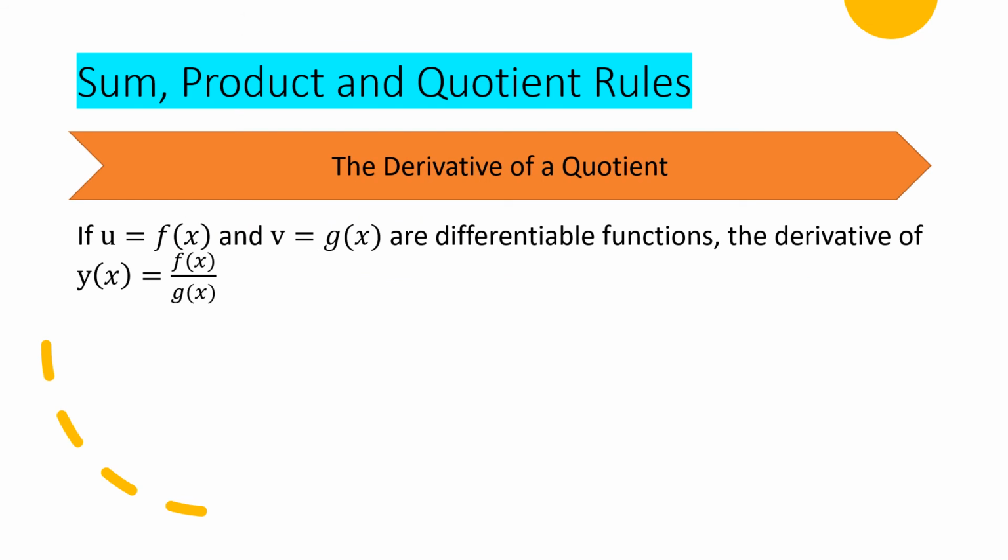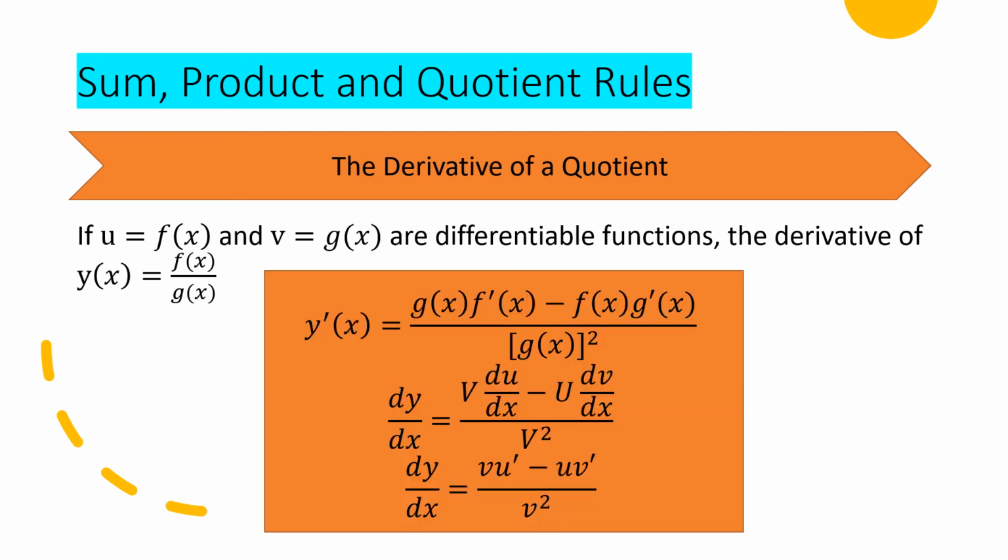The derivative of a quotient. If u equals f(x) and v equals g(x) are differentiable functions, the derivative of y(x) equals f(x) over g(x) is vu prime minus uv prime over v squared.